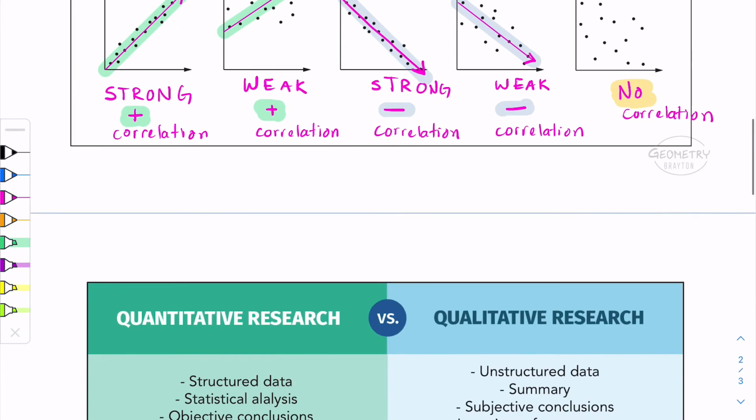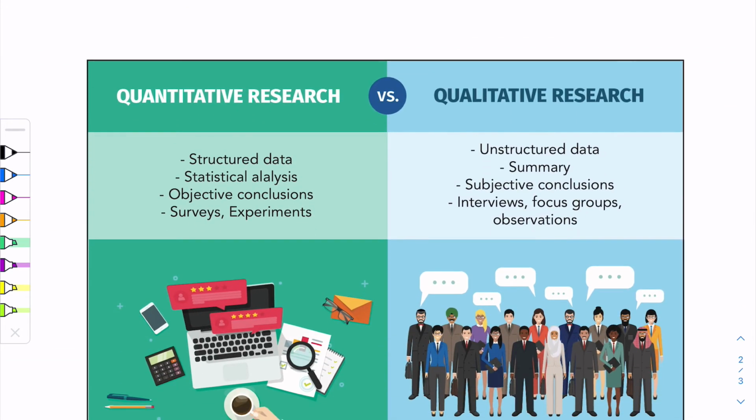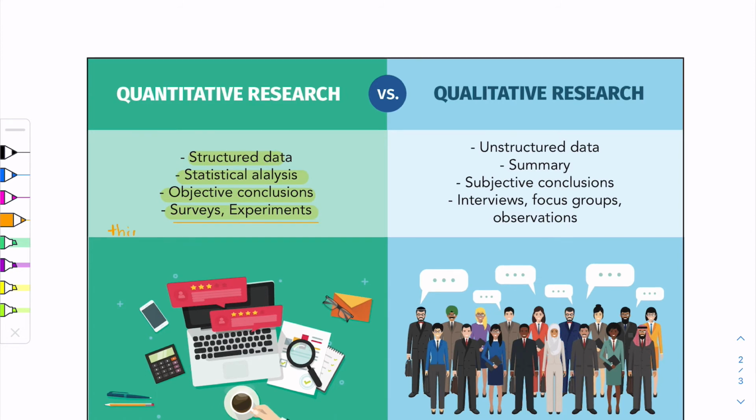Okay, the next type of data that we're looking at is quantitative versus qualitative. Looking at quantitative first. Quantitative is structured data. It's statistical analysis. It has objective conclusions, and it consists of surveys and experiments. So, quantitative, think of numbers. So, exact numbers, or you have numbers for something.